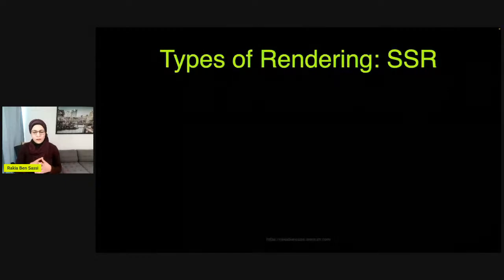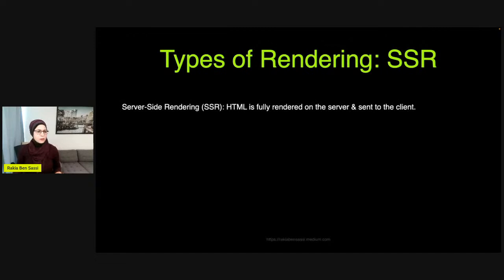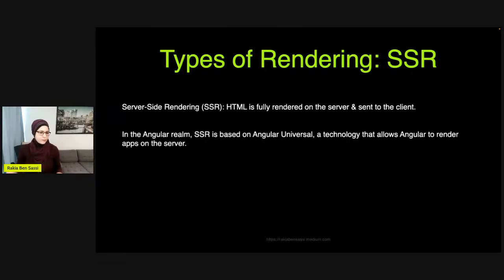So now let's see the different types of rendering, because not all rendering is equal and different approaches can have different impact on the user experience and the performance. The first type is SSR or server-side rendering. With this approach, the HTML is fully rendered on the server and sent to the client.